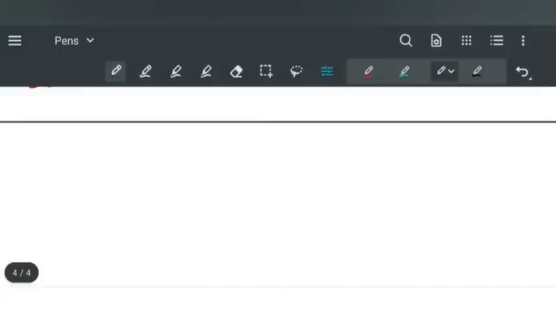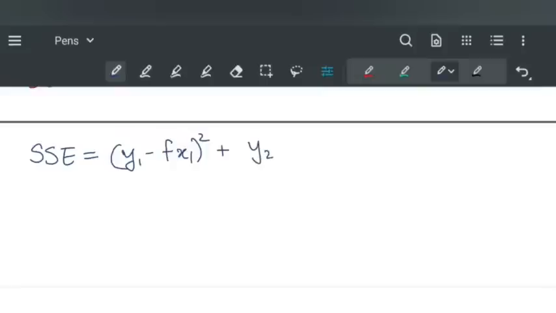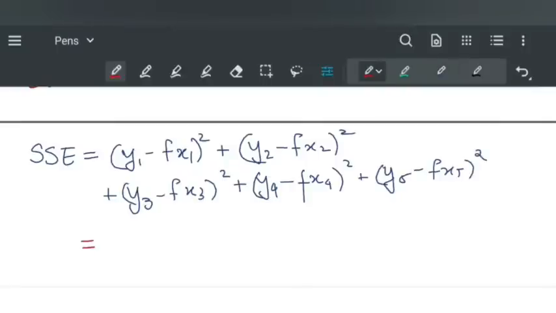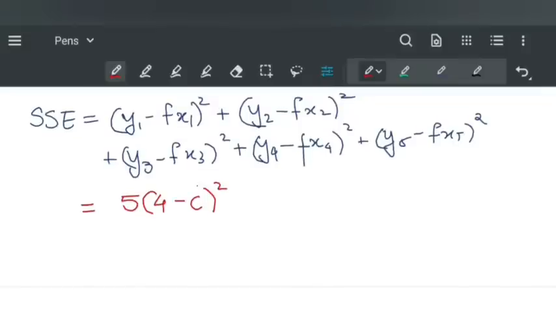Now SSE is equal to y1 minus f of x1 whole square plus y2 minus f of x2 whole square plus y3 minus f of x3 whole square plus y4 minus f of x4 whole square plus y5 minus f of x5 whole square, right? So according to this, our SSE value is 5 times 4 minus c whole square. For SSE to be minimum, we have to put c equal to 4, which makes the SSE value equal to 0. So your answer is c is equal to 4.